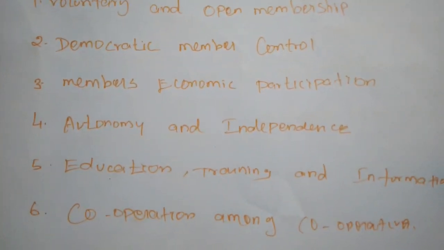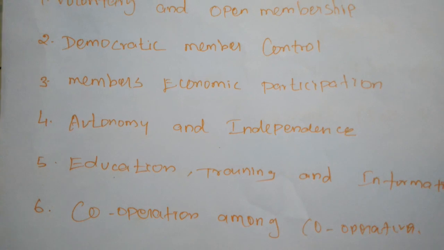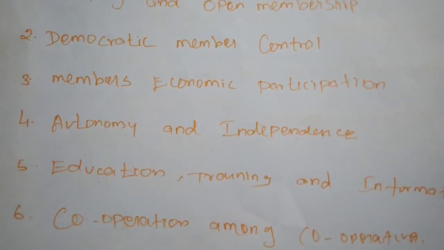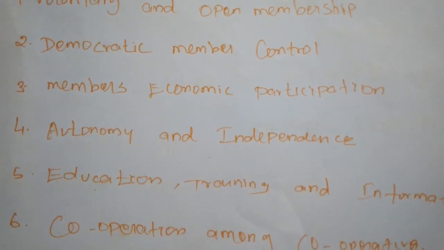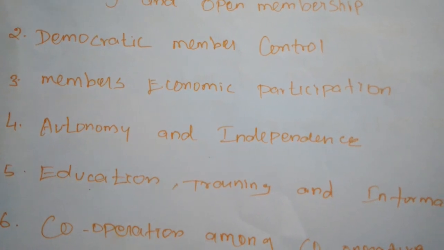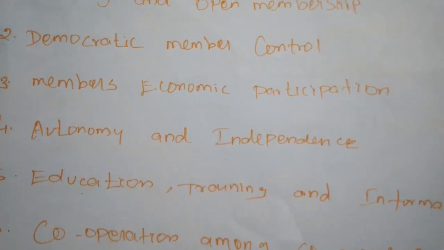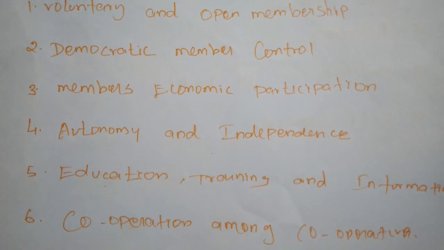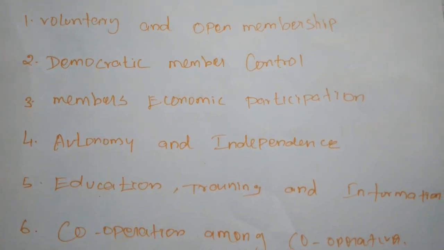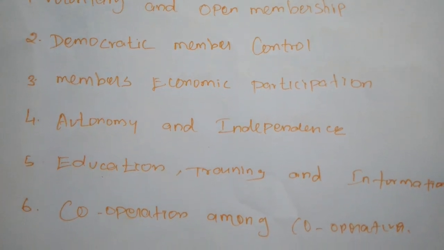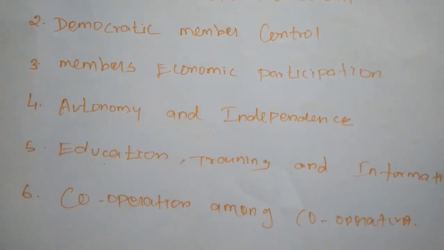Next, members' economic participation. Members contribute equally to, and democratically control, the capital of the cooperative. This benefits members in proportion to the business they conduct with the cooperative rather than to the capital invested. Even if people provide more capital or more investment, all people have equal economic participation.